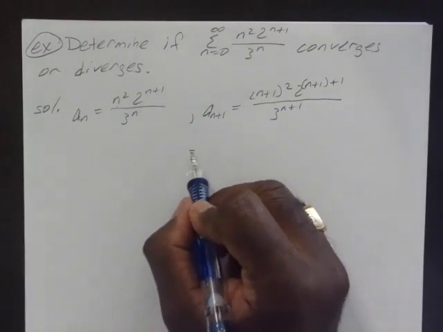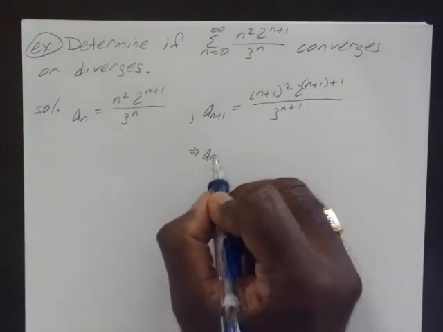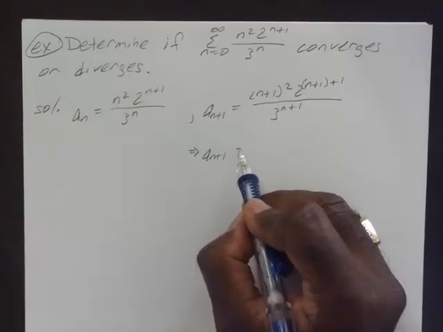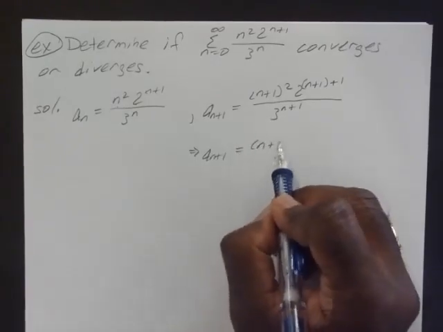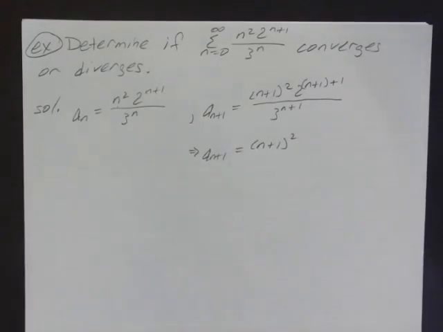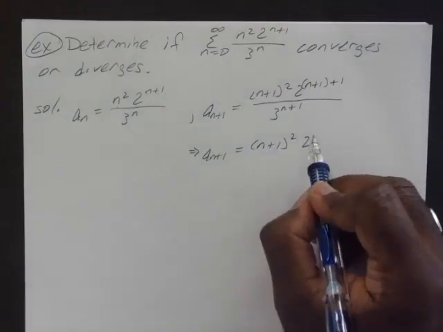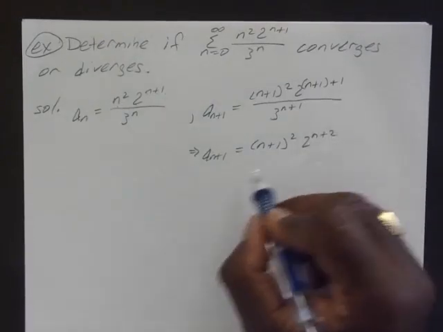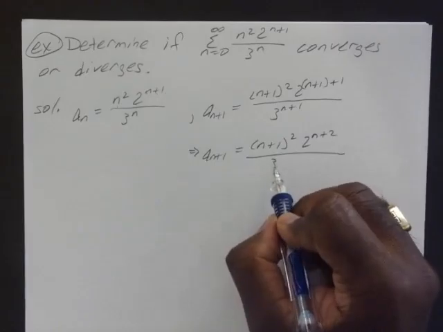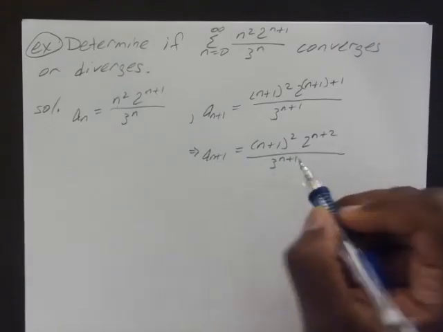Okay, so your a sub n plus 1, we could rewrite that as n plus 1 squared times 2 to the power of n plus 2 divided by 3 to the power of n plus 1.